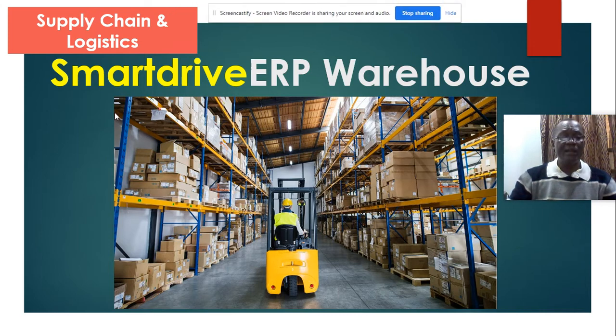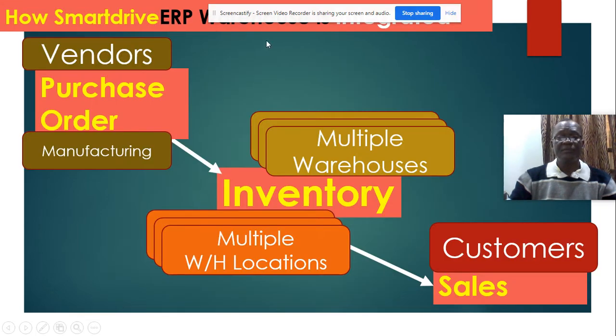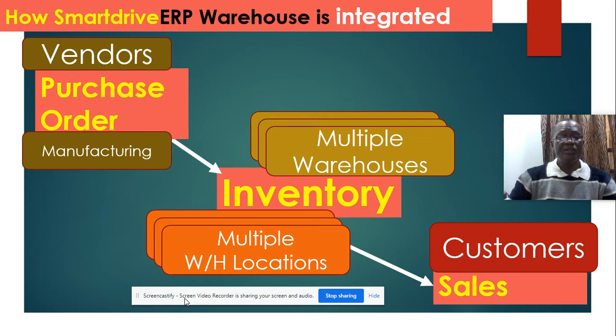Of course, you know that the Smart Drive ERP warehouse falls within the supply chain and logistic services. So this is what we want to look at this morning: how the Smart Drive ERP warehouse is integrated. There is a strong integration that we have built between purchase order and inventory, and we've also built another integration between the inventory and what we sell out to the customers.